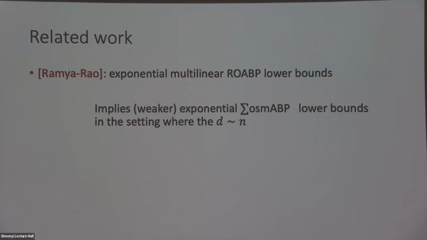And if you look at this result, it implies, and you homogenize in a careful way, it gives you lower bounds for this model in the setting when t is very large, when d is very close to n. All the sets are very small. But it doesn't tell you anything in the setting where n is large and the degree is small.